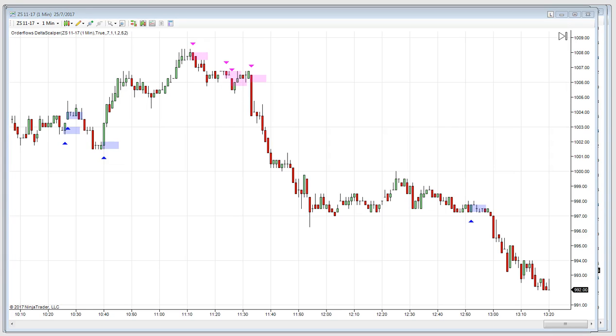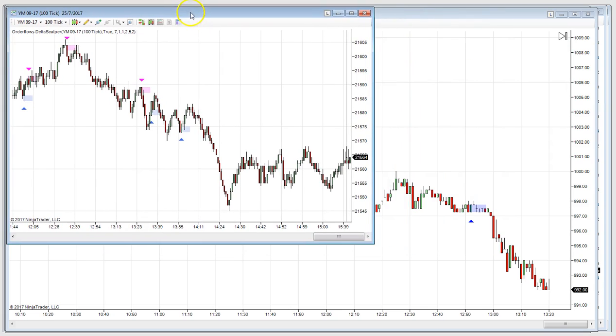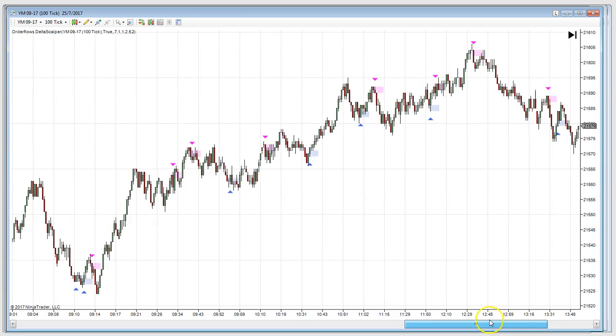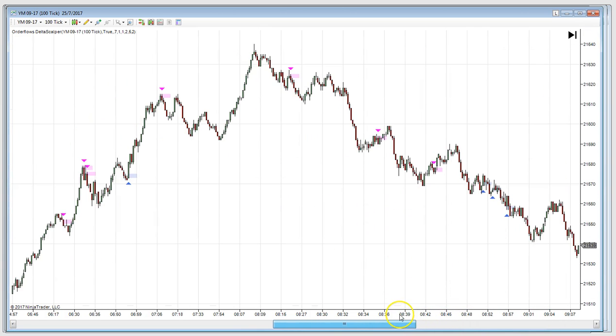Let's take a look here. Okay, let's mix it up a little bit. What do I got? Okay, there's a 100 tick chart in the mini Dow. I'm just going to throw up a bunch of different types of charts. This mini Dow is 100 ticks.